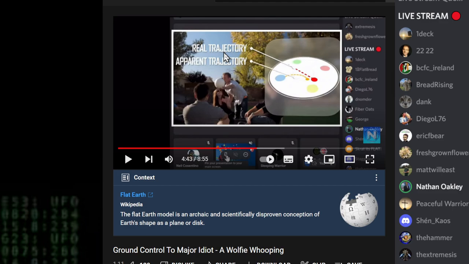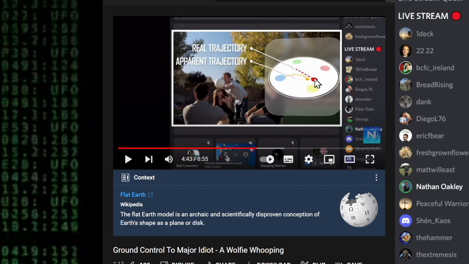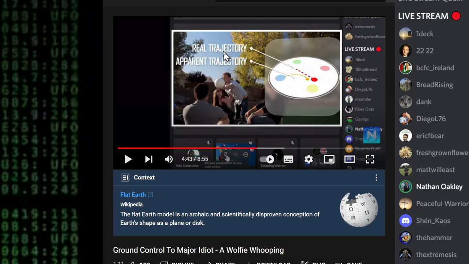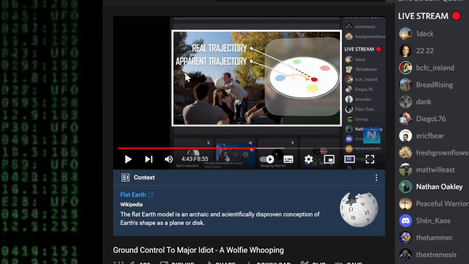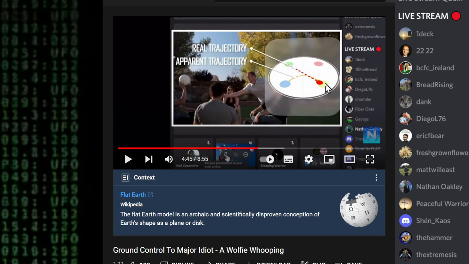This one, labelled real trajectory, is a straight path. There is absolutely no way on God's green earth that there is any necessary adjustment required for a path that is straight, because it is not drifting. The real trajectory is straight. Now, here's the apparent trajectory. It is appearing to have a curved path. That would be drift. Now, Wolfie said he corrects for that.